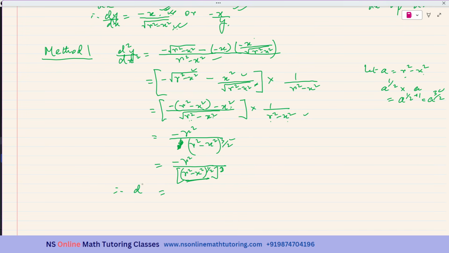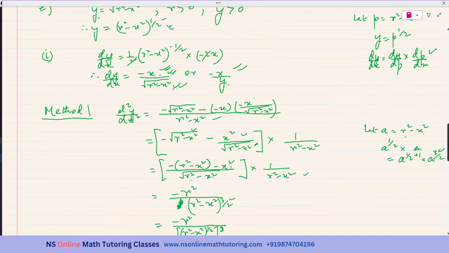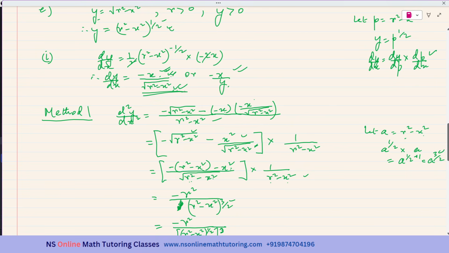So therefore d2y by dx square is equal to minus r square over y cube. So I have shown the expression for d2y by dx square, the second derivative, as minus r square over y cube, taking the first expression. And now I will be taking this one, minus x over y. We have to use the implicit differentiation in this case.